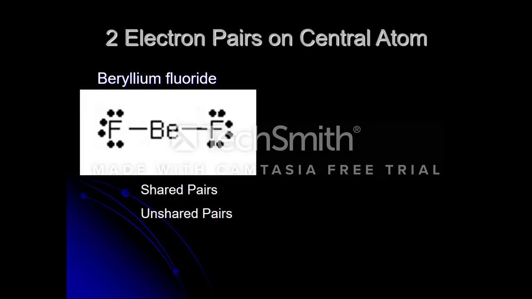And what we're looking at is just the central atom. So if you look, Be is our central atom, and we're looking at the shared pairs and the unshared pairs, so the bonds and the dots. If you look on Be, there are two bonds, so that would be two shared pairs, and there are no dots, so 0 unshared pairs. All right, and that is going to dictate the shape of this particular molecule.